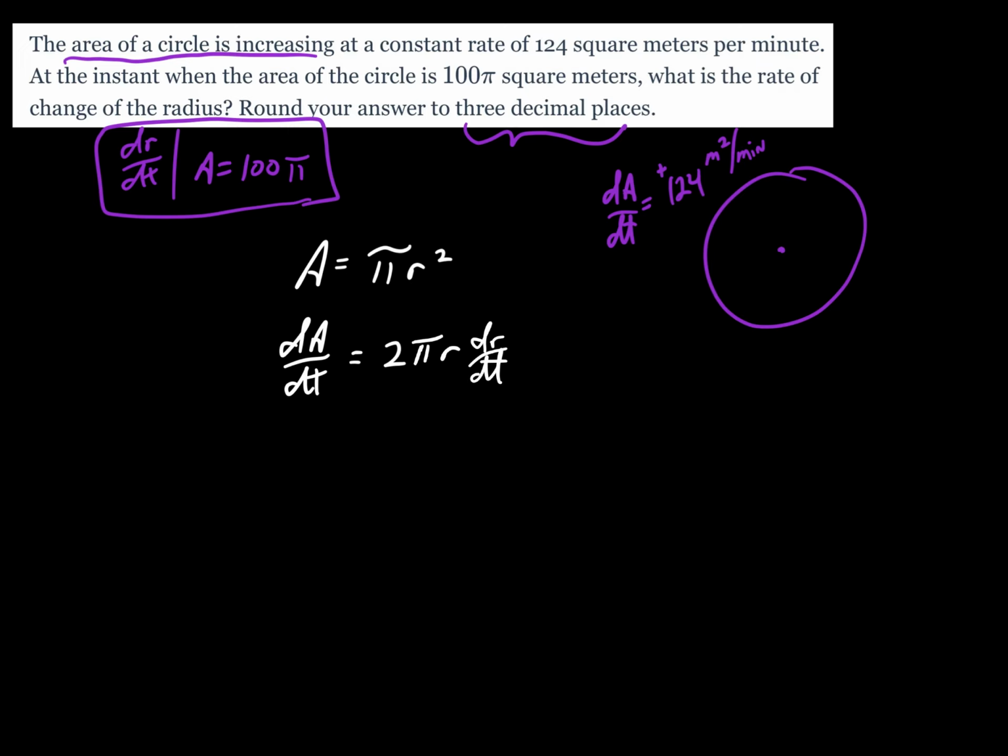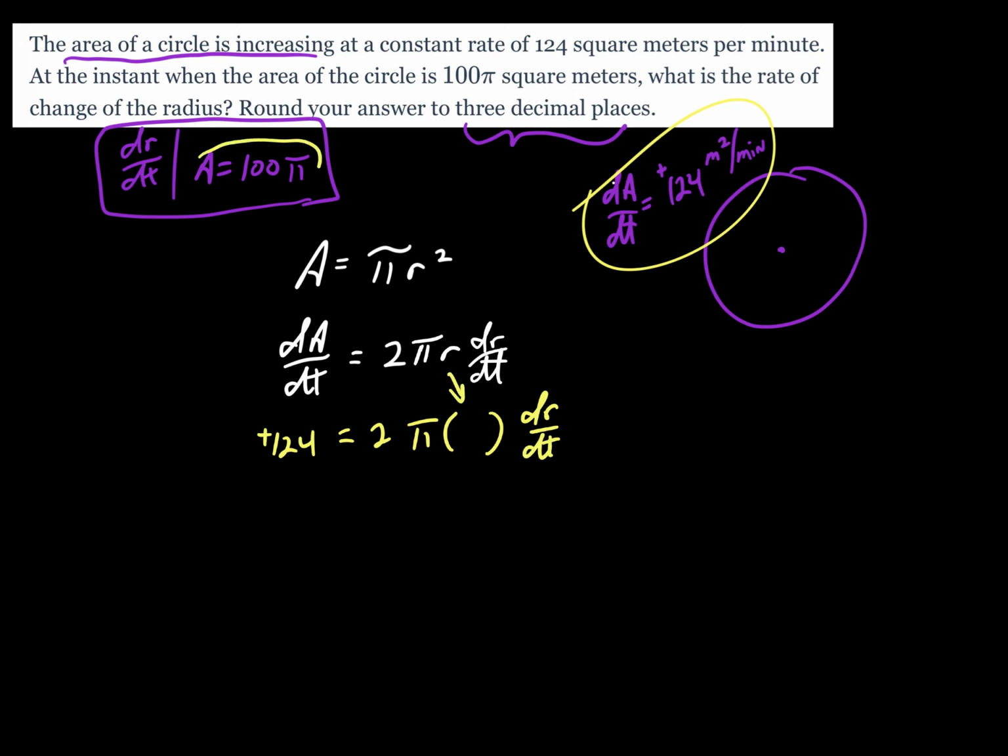But now, rather than asking us for the area, they're asking us for the change in the radius. All right, well, they're giving us dA dt. Over here, dA dt was a positive 124. 2 is a number. Pi is a number. They're saying, now wait a minute, we don't know the radius, but now they're asking us to find dr dt. That makes sense that that's a variable, but we don't know r. Look at what they gave us. They only gave us the area equals 100 pi. How do we figure out what the radius is?